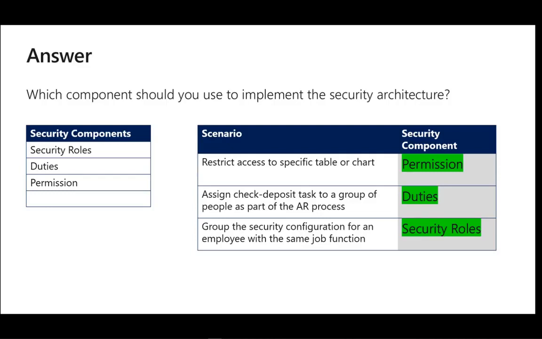The check deposit task is a task for a function that a user needs to perform. So this is the duty we need to map to. Now, multiple duties are going to be assigned to a group of employees. This will be the function of a security role. So that's why we need to map grouping the security configuration of employees with the same job function to security roles.